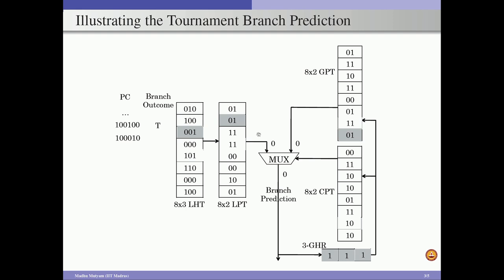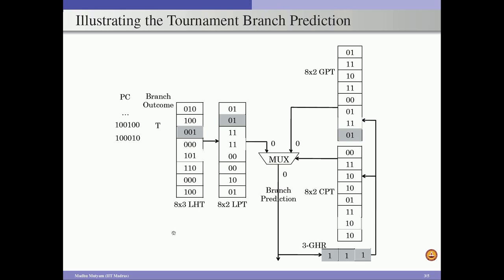So, 0 1 indicates that branch is predicted to be not taken, and similarly the global history register has a value 111, which is 7. So, we are pointing to the 7th entry in our global prediction table, which has a value 0 1. So, this also predicts that the branch is not going to take place. So, both are 0 0. They are matching in their decision, so we are taking the decision as it is. We are predicting that the branch is not going to take place here.